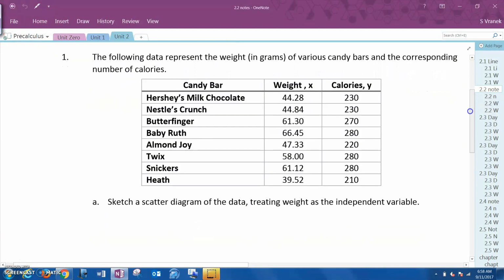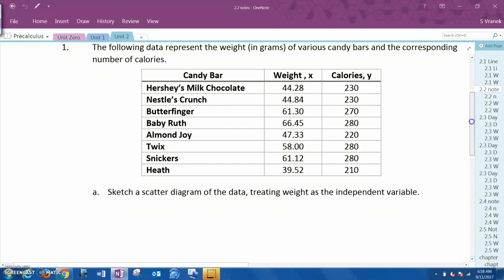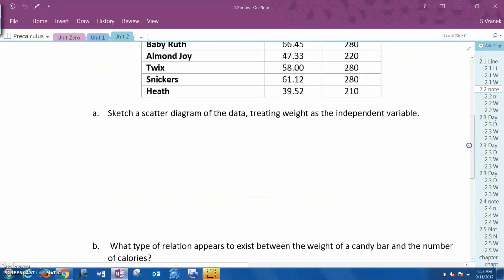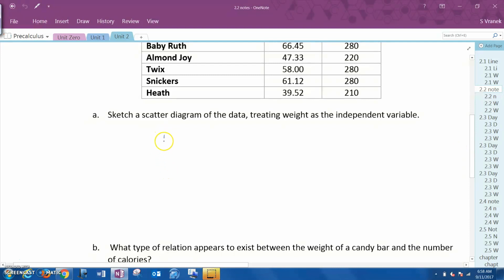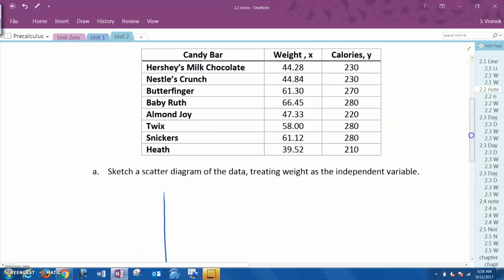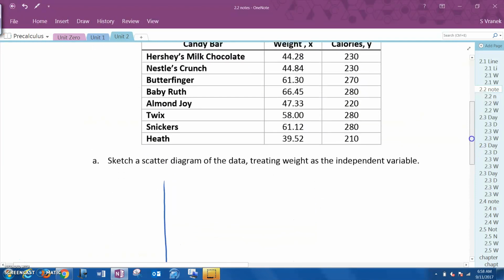Now, just make sure that you look at what the values are for x and y before you create this diagram. For example, it looks like my x's go between about 39 to about 66, so almost 40 to like 70 or something like that. So it says treating weight as the independent variable, which is your x. So I'm going to just come down here and make an axis. Now when you make a scatter diagram, you do want to label everything.